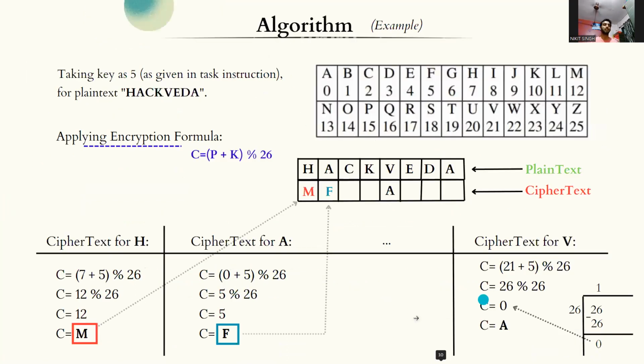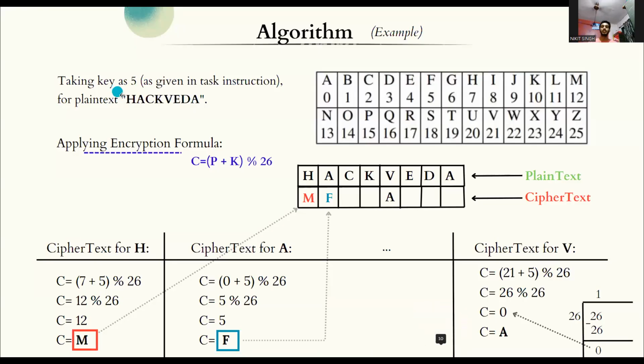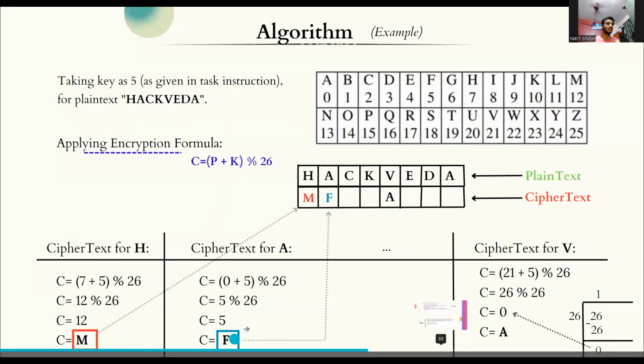Next is the example for the algorithm. Here we are taking a shift of 5, and this shift of 5 was given in the task instructions. I have taken the plain text as weather. Here I have taken this table, and I am applying this encryption formula.